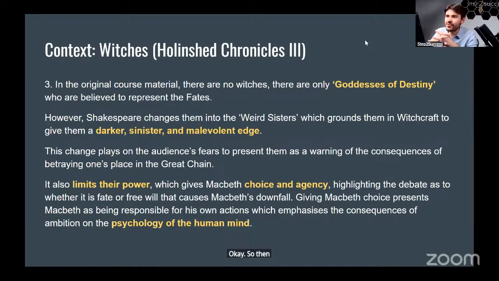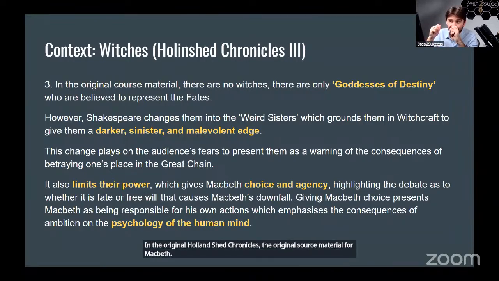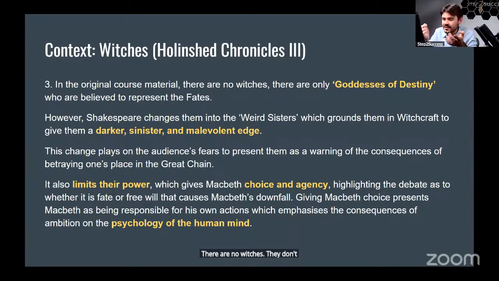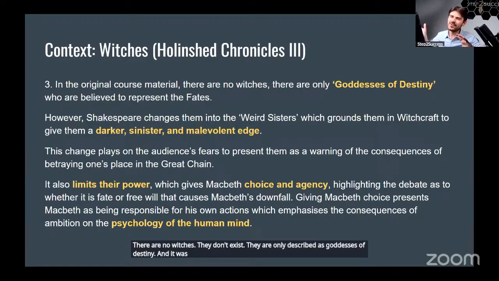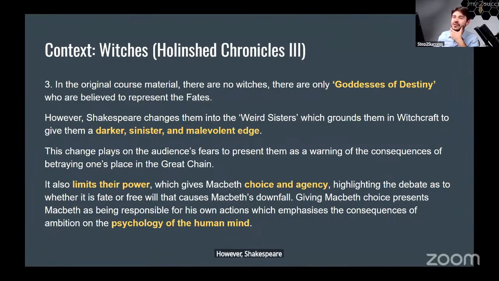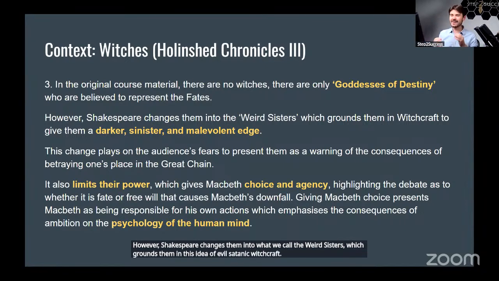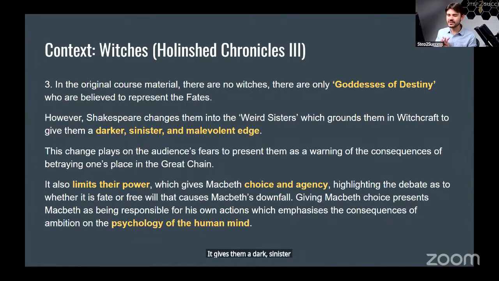So then that leads us on to our third and final change. In the original Holinshed Chronicles, the original source material for Macbeth, there are no witches. They don't exist. They are only described as goddesses of destiny. And it was thought that they represented more the neutral Greek fates rather than witches. However, Shakespeare changes them into what we call the Weird Sisters, which grounds them in this idea of evil satanic witchcraft. It gives them a dark, sinister, and malevolent edge compared to our neutral fates.